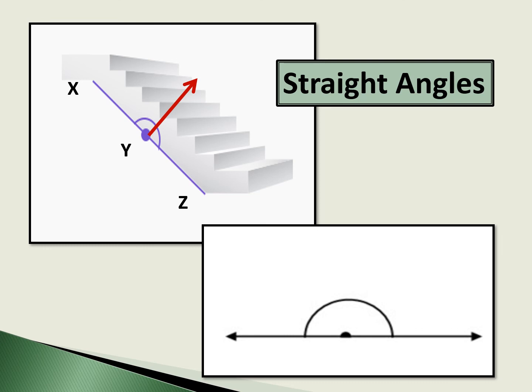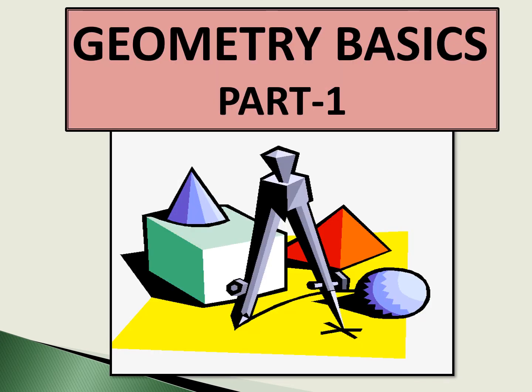Straight angles. Let's look at the figure over here. The red ray over here forms a right angle with the arm YZ, and it also forms another right angle with the arm YZ. So we have two right angles lying next to one another. So if we have two right angles next to one another, they form a straight angle. With this, we come to the end of Geometry Basics Part 1.